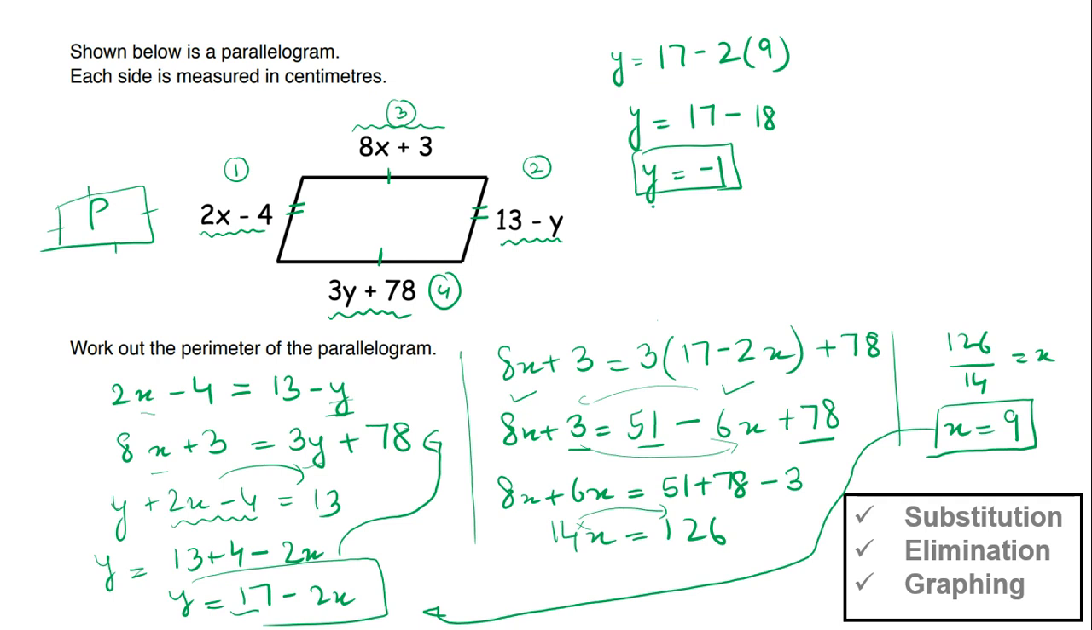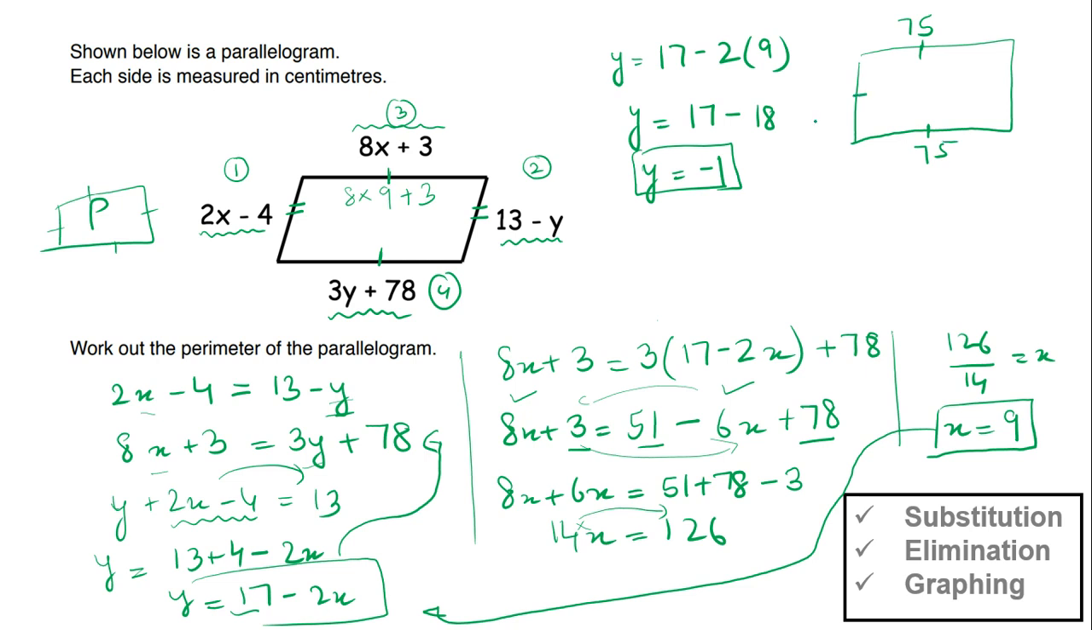Now that I have all of this information, now I am going to put it back into this 8x plus 3, 13 minus y, and so on, so that I can figure out my lengths. And once I figure out my lengths, I can find my perimeter by adding up all of that. So let me draw my parallelogram here. On the top, I have 8x plus 3. So if I just do 8 times my x, what's my x? It's 9 plus the 3. So 8 times 9 gives me a 72, and 72 plus 3 gives me a 75. So my top one is 75. Then obviously if my top is 75, this one is also supposed to be 75. You can also work it out. 3 times negative 1 is negative 3, and negative 3 plus 78 again gives me 75.